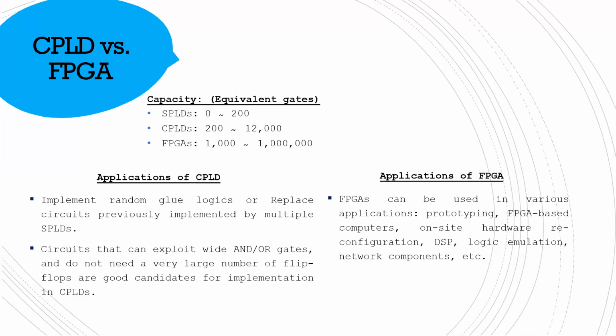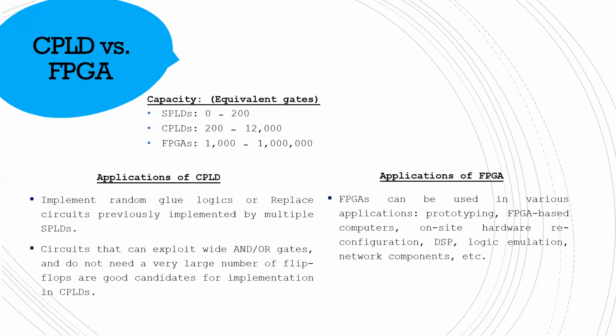Number 2, circuits that can exploit a wide range of AND gates or OR gates and do not need a very large number of flip-flops are good candidates for implementing in CPLD. That means if your circuit has lots of AND gates, lots of OR gates, and does not need any flip-flops. Flip-flop means memory unit, right? If you do not need any memory unit, if you do not need any flip-flops, that circuit is a very good candidate for CPLD.